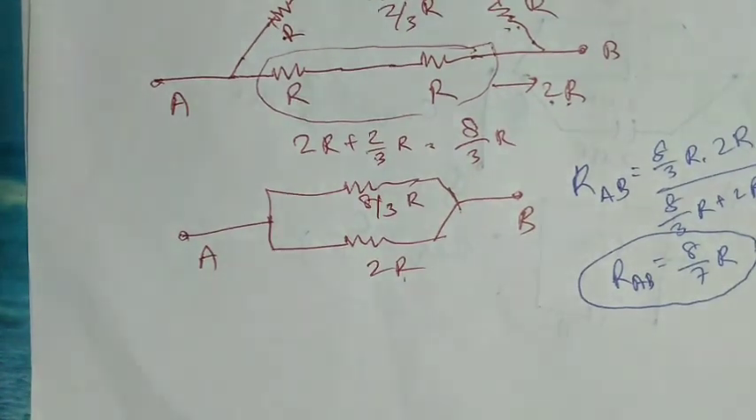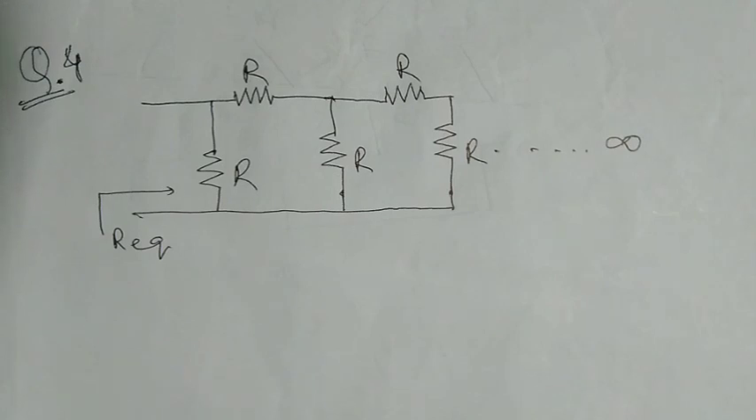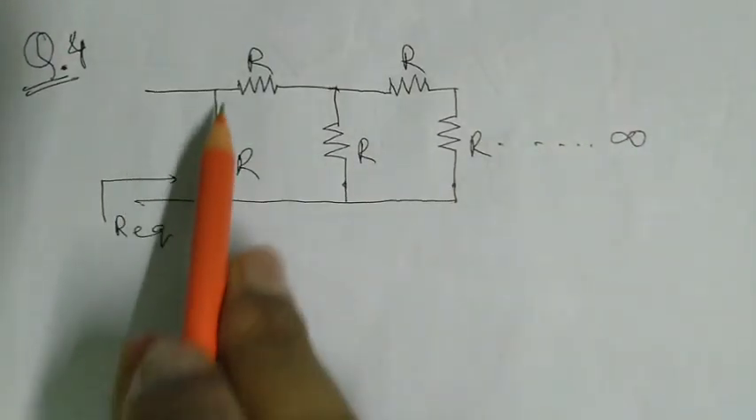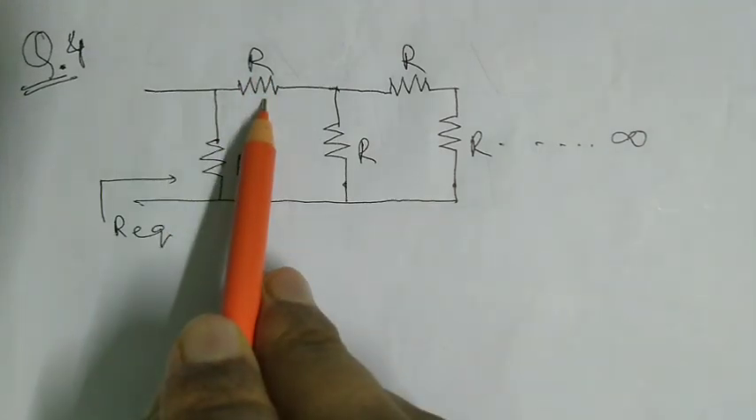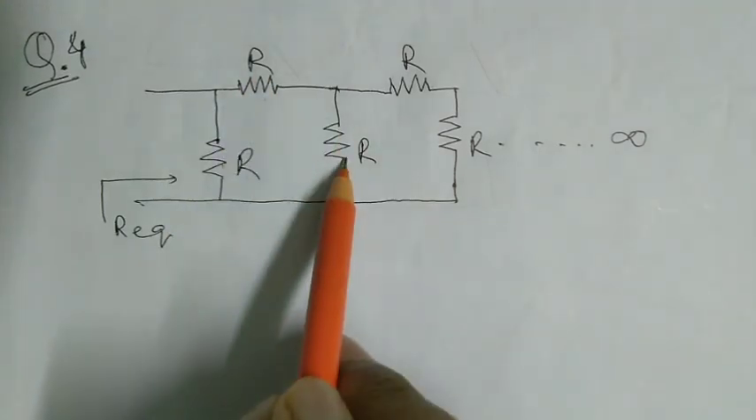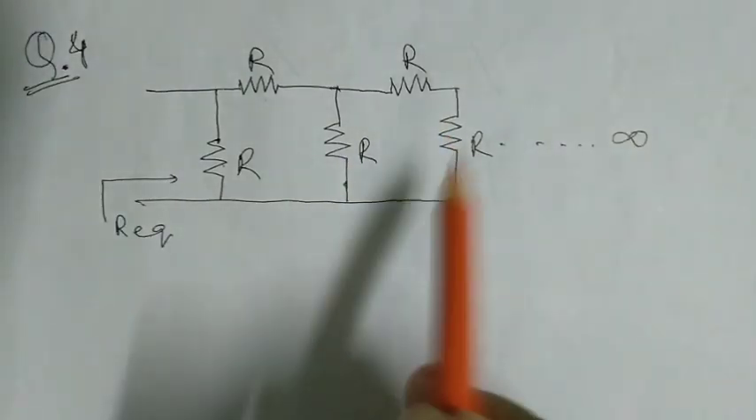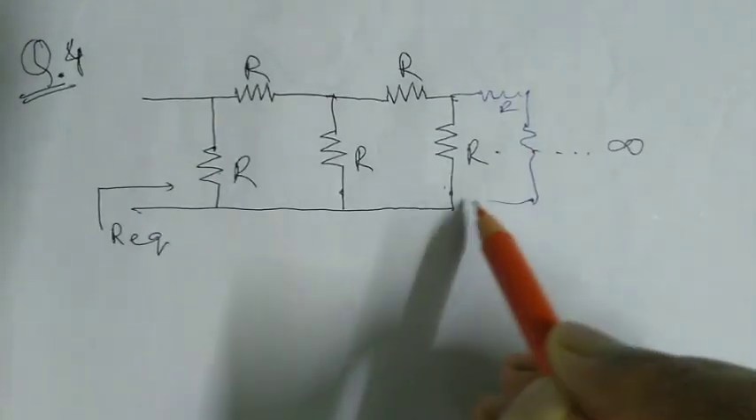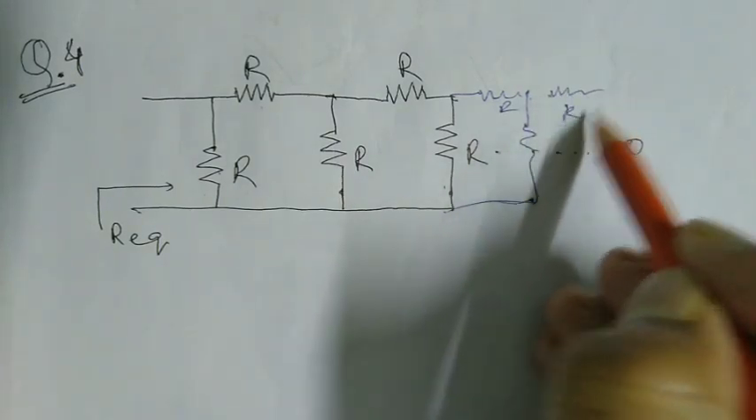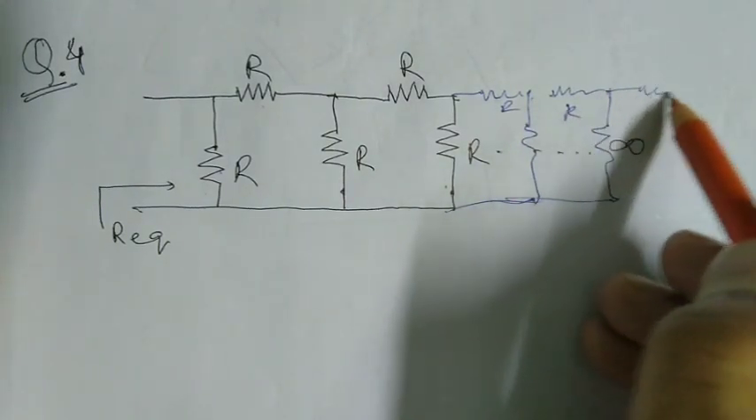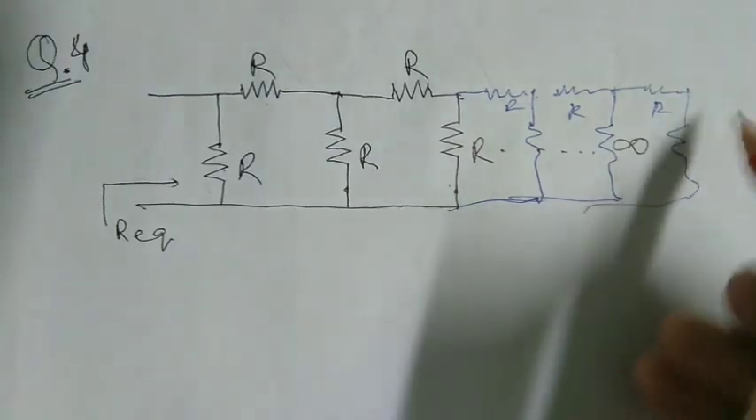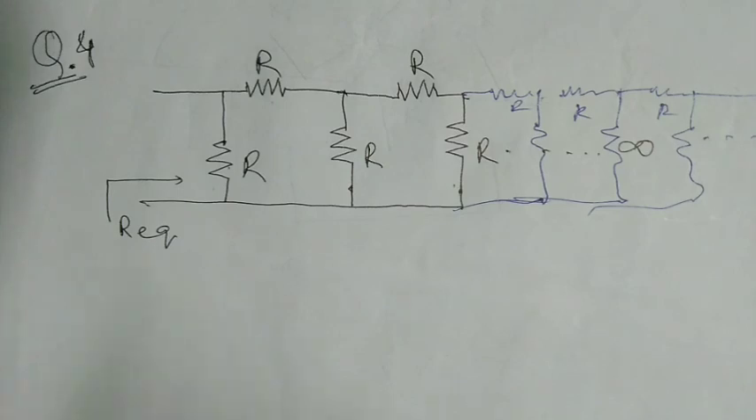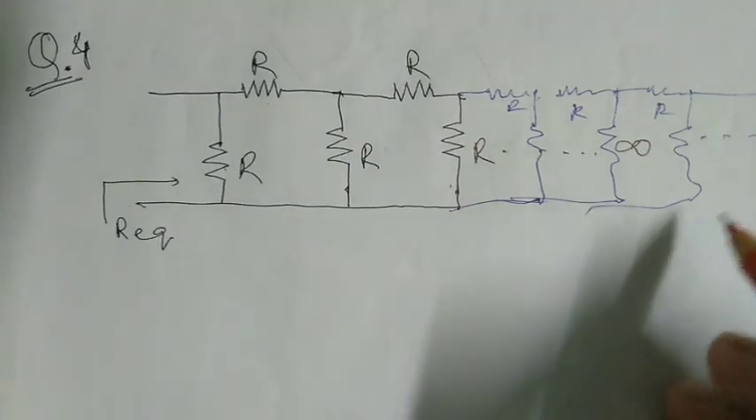Okay, this is the last question, so let's start. Now look, there is one resistance R, thereafter there is one resistance in series, thereafter in parallel, thereafter in series, thereafter in parallel, and so on. So this goes on for infinity. This is an infinite ladder circuit.